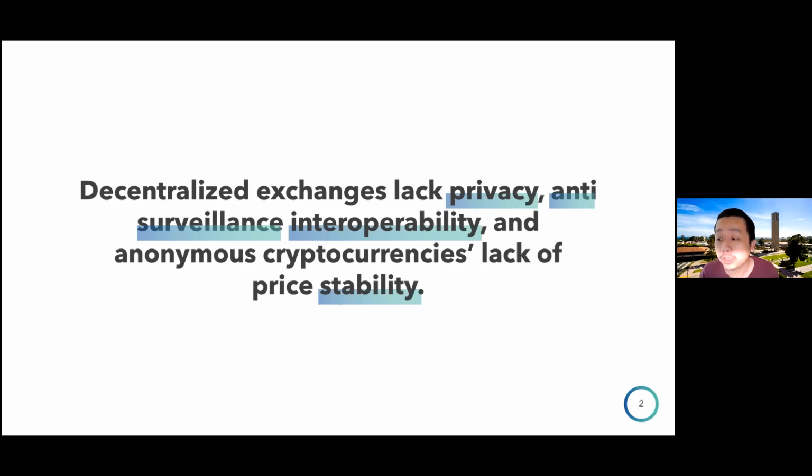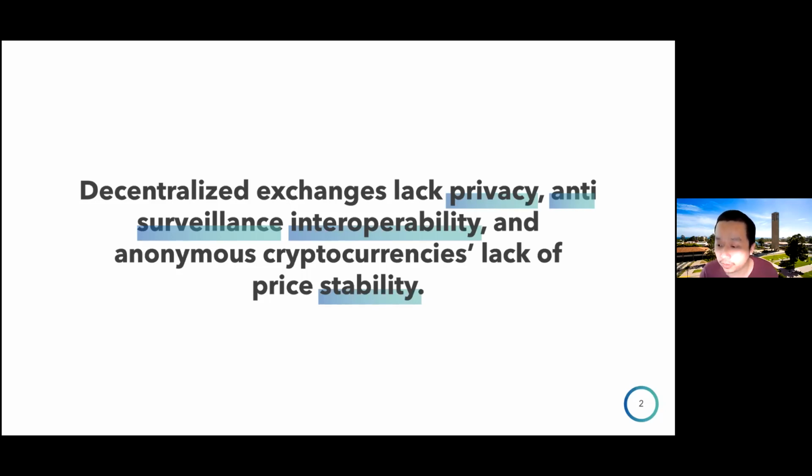Okay. So also interoperability, right? Interoperability is indeed a problem for a lot of decentralized exchanges. That's why nowadays most of this kind of project built on Ethereum are using ERC20 tokens. And our project is actually building on Polkadot. Later I'll show you what we want to do with that.